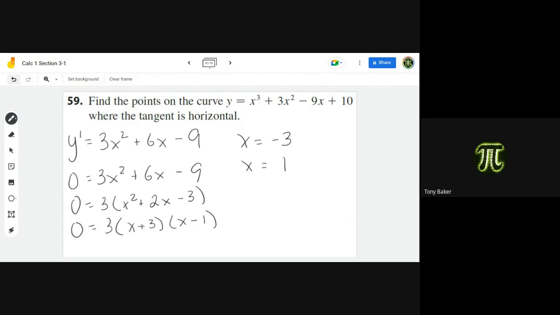This one was nice because you could pull out the 3, so you didn't have to worry about doing the AC method or whatever method they've taught you. So this one comes out to be x equals -3 and x equals 1. So we know that the tangent line is horizontal at those points.